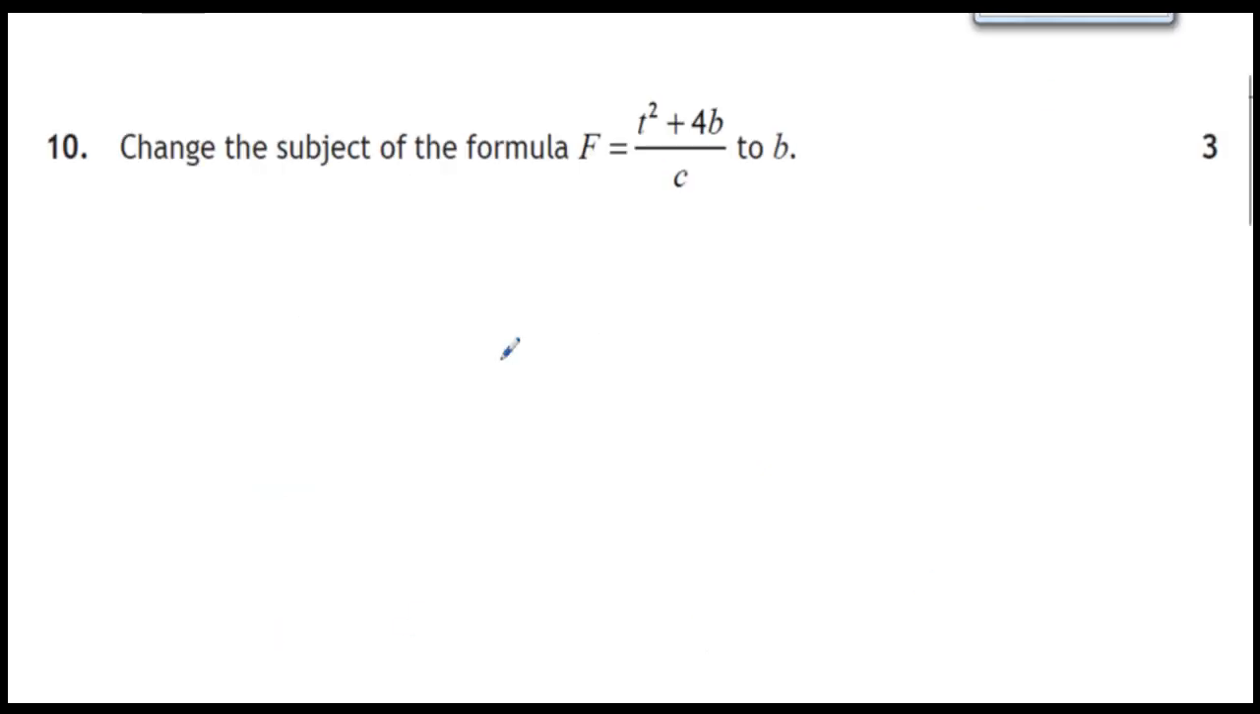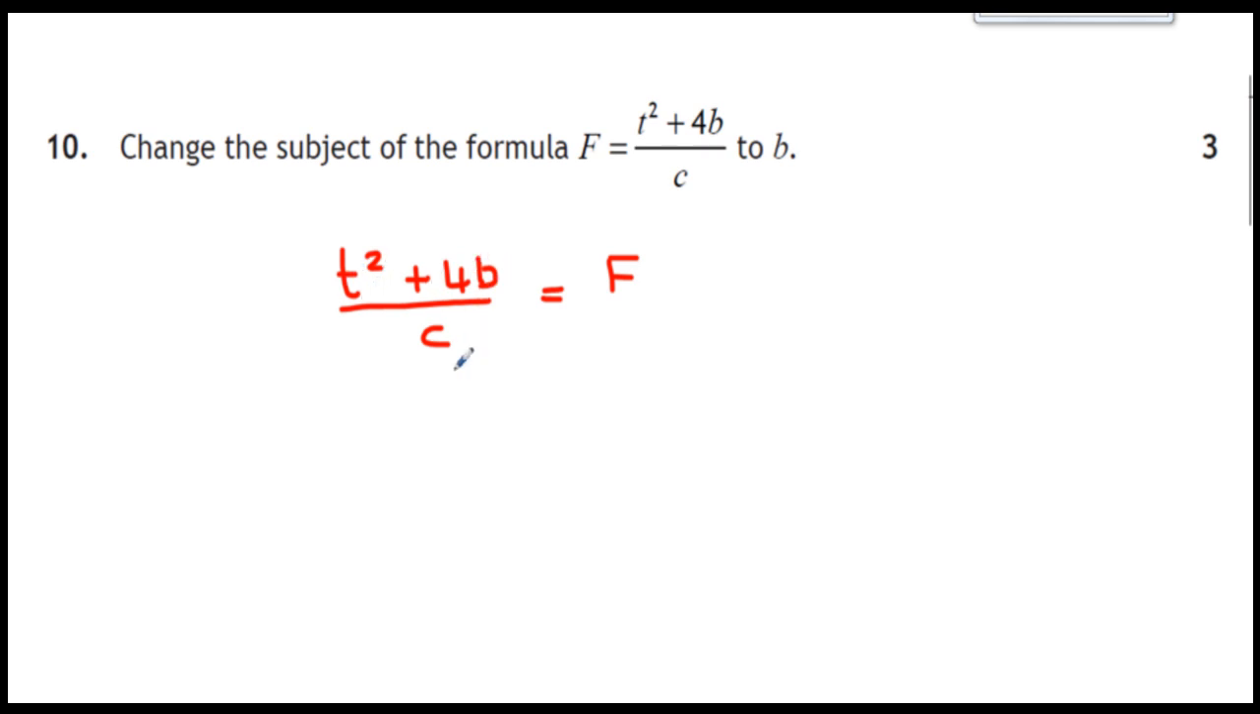Right, so we want to change the subject of the formula to b. So b is on the right hand side, so I'm going to write the whole formula around the other way. So t squared plus 4b all divided by c is equal to f. So I'm just reading it round the other way, I've not done anything. Now that b is stuck in here with this 4b, so that's going to be the last thing that you crack, that's the last thing you do. So if we read this side out, we've got t squared plus 4b divided by c.